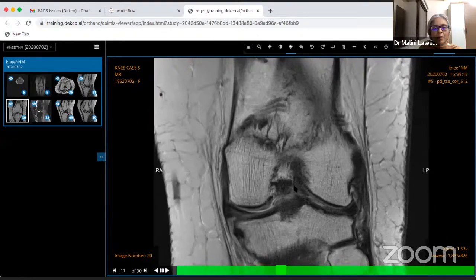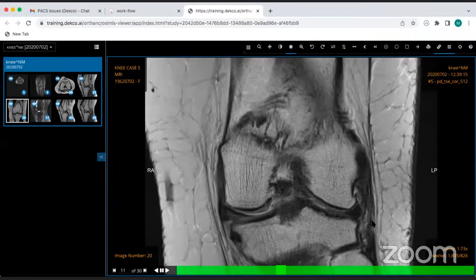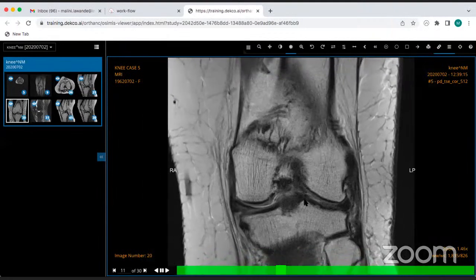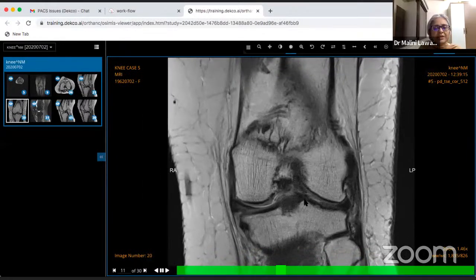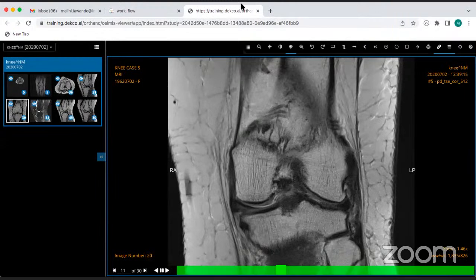Are you able to see now? No, ma'am. I have shared the screen. Is anybody else able to see the screen? Ma'am, we are able to see the video. We are able to see, madam.